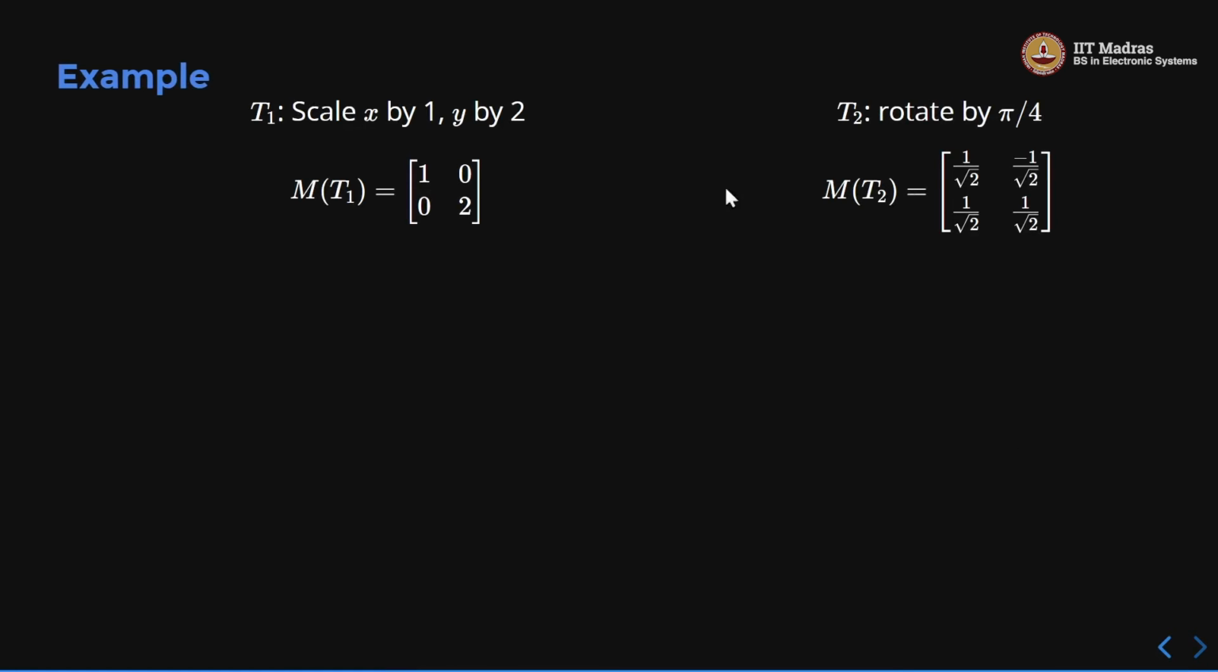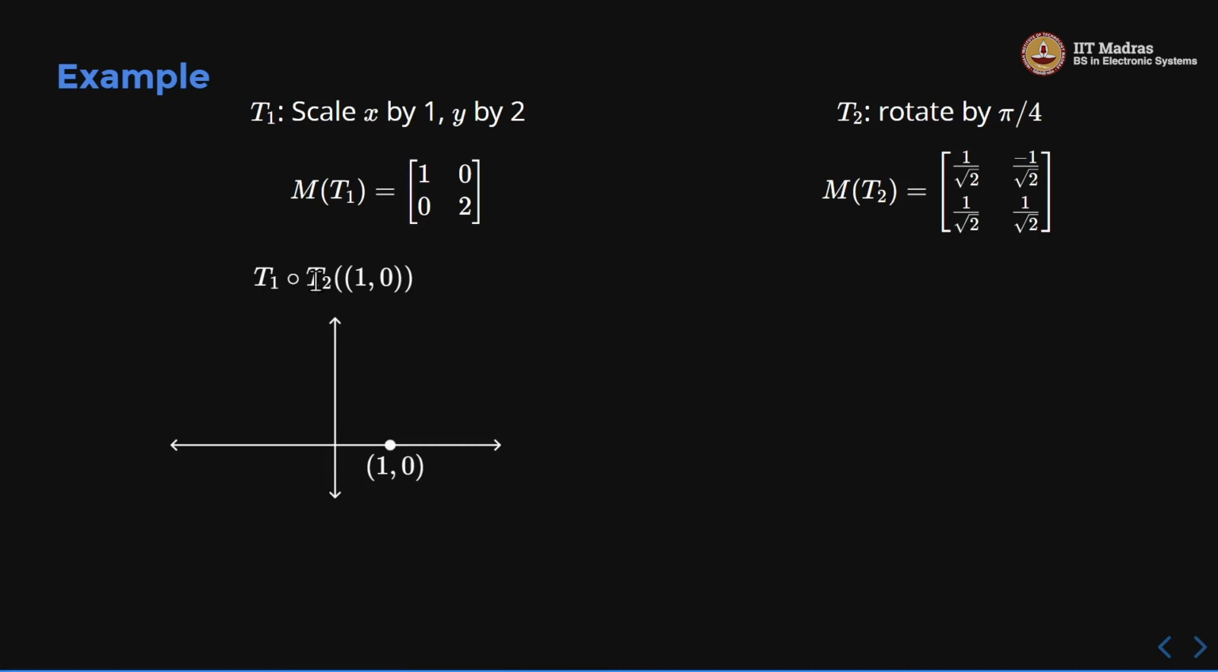So I'm going to use my scaling and rotation examples because those are intuitive. You can picture them very easily. T1 is scaling x by 1 and y by 2, so it's the matrix 1, 0, 0, 2. T2 is rotating by pi by 4 anti-clockwise. So you know that cos theta, minus sin theta, sin theta, cos theta type formula. So 1 by root 2 is sin theta and cos theta. So you have this as the matrix corresponding to it. Okay, so let's do a picture.